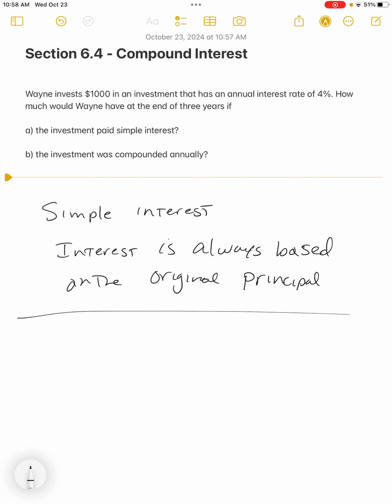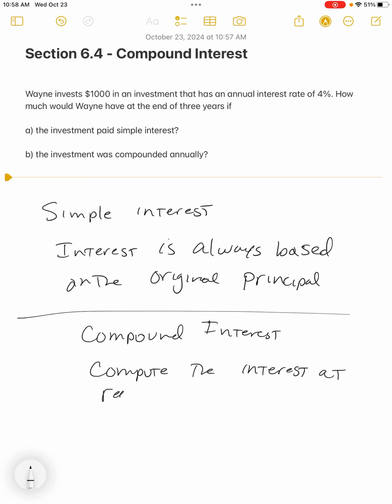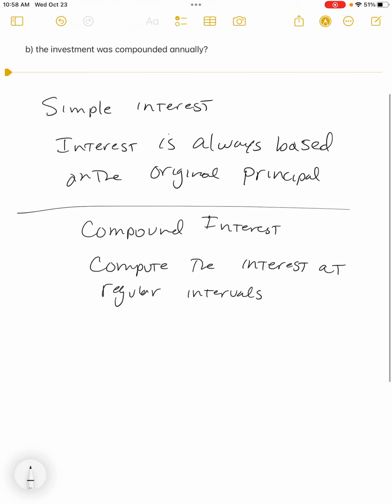The difference with compound interest is the interest is computed periodically. So in compound interest, they compute the interest at regular intervals now. Okay, so that way you have some notes there. So compute that interest at regular intervals.